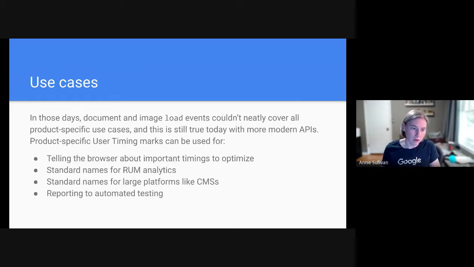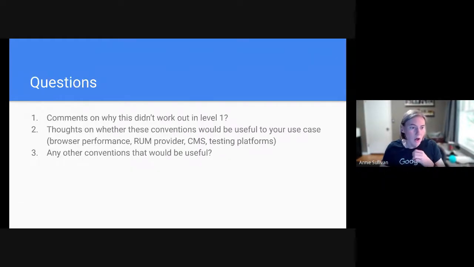The reason we've been looking into it in Chrome is that there are a lot of sites that would like to tell us specific points in the page load where, like, a very large JavaScript has finished and things like that, which help us optimize. But we thought this might be useful for other use cases like RUM analytics, large platforms that have to monitor a lot of sites, and automated testing tools. So we were wondering if anybody knew why it was removed after level one, and whether they thought that bringing something like this back might be useful for their use cases.